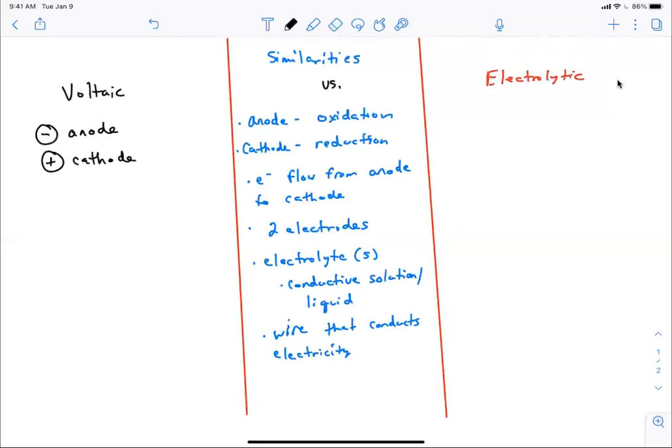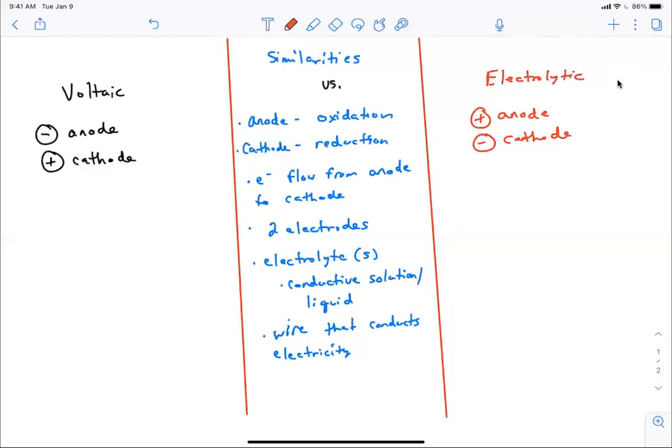So the charges of the respective electrodes do differ in electrolytic versus voltaic. The charges are the opposite. The way I think about it is, in electrolytic, because it's a non-spontaneous reaction, for the anode to oxidize, you have to attract the species that want to oxidize, that want to lose electrons, and those species are generally negatively charged. So the only way you're going to attract those to the anode to cause them to oxidize is if you have a positive charge on the anode.